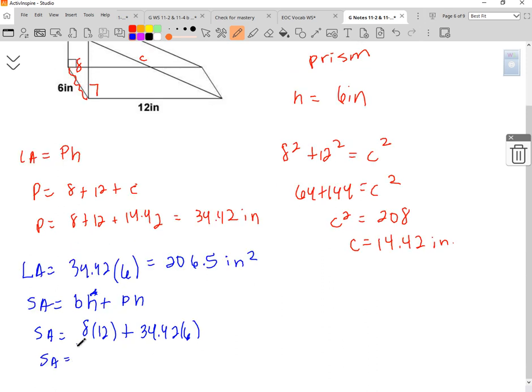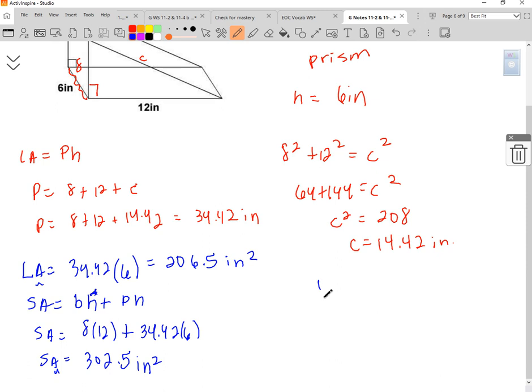Yes. And we can just do that all the way across on our calculator, and then we can write in the total there. 302.52, so we're going to round up to 302.5 because that's one of our final answers. And that is also inches squared. If we've got the A in it, it's got to be inches squared.